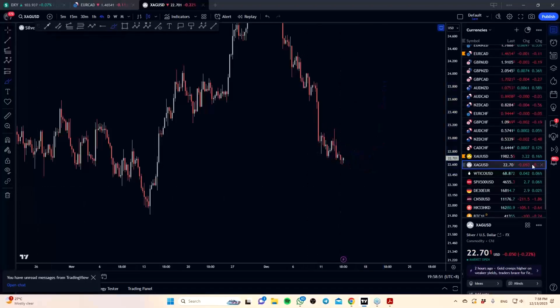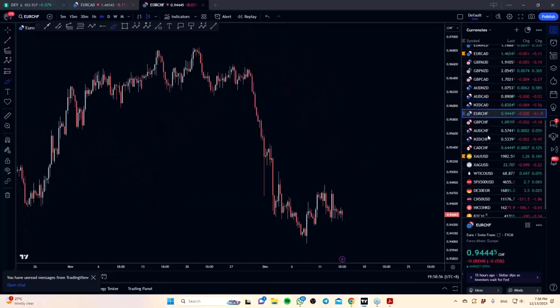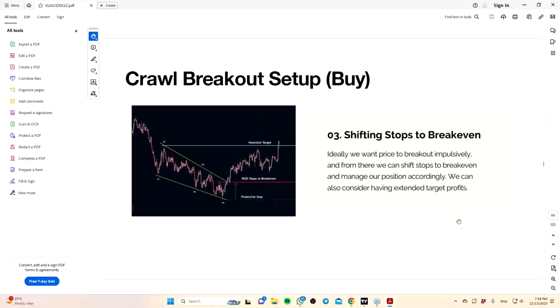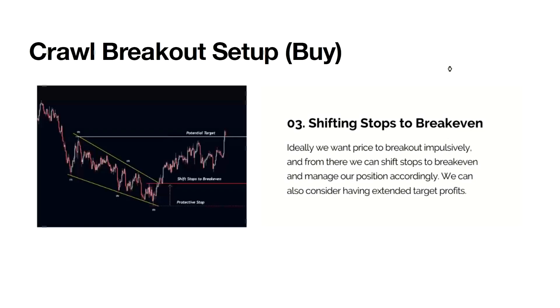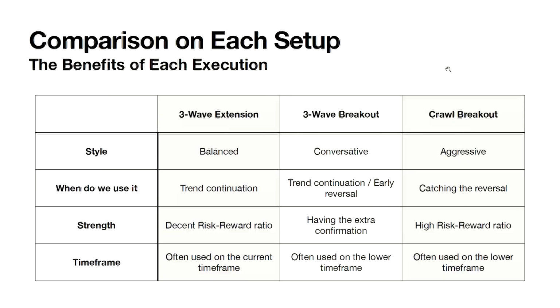Okay. So again, the part here which I really want to stress is you need to be very clear on what is the setup that you want to trade. And you need to be clear in terms of what are the criteria and the conditions that the market needs to give you before you pull the trigger. So this is the crawl setups, right? You have the upside, you also have the downside.